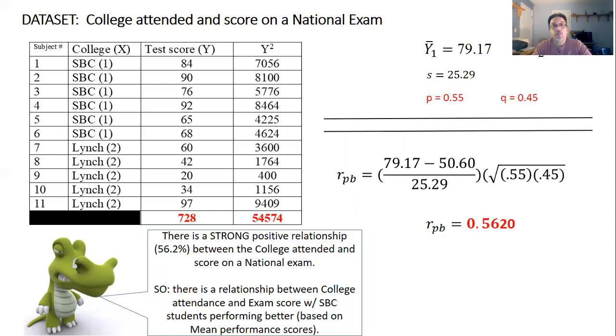r sub pb is equal to, we turn the decimals into a percentage, 56.20. 56 is in the strong category. So if you went back and looked at the classification system, there's a strong positive relationship between the college you attended and the score on the national exam. So there is a relationship between the college that you attend and the exam score, with Sweetbriar students performing better based on the mean performance score.